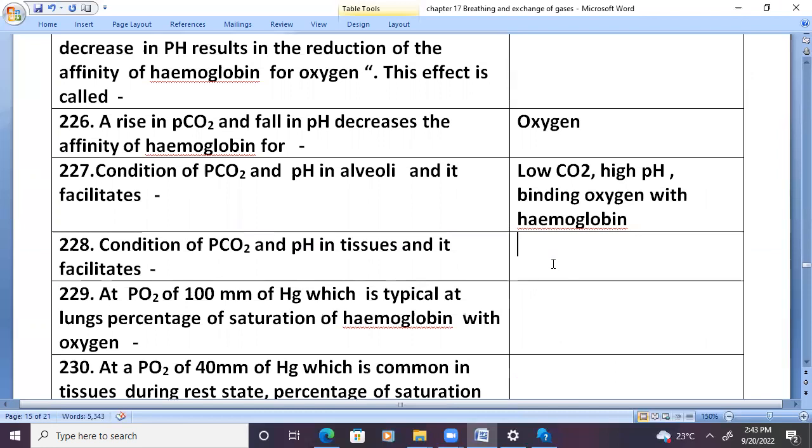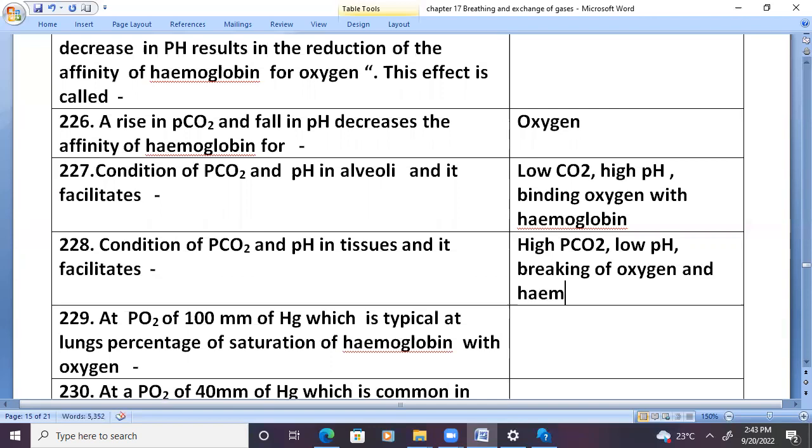Condition of PCO2 and pH in tissues, and it facilitates. Carbon dioxide should be high. High partial pressure of carbon dioxide can be expected here. pH should be low. Low pH, that means more H plus ion concentration, and it facilitates breaking of oxygen and hemoglobin, and that will be supplied to the tissues.